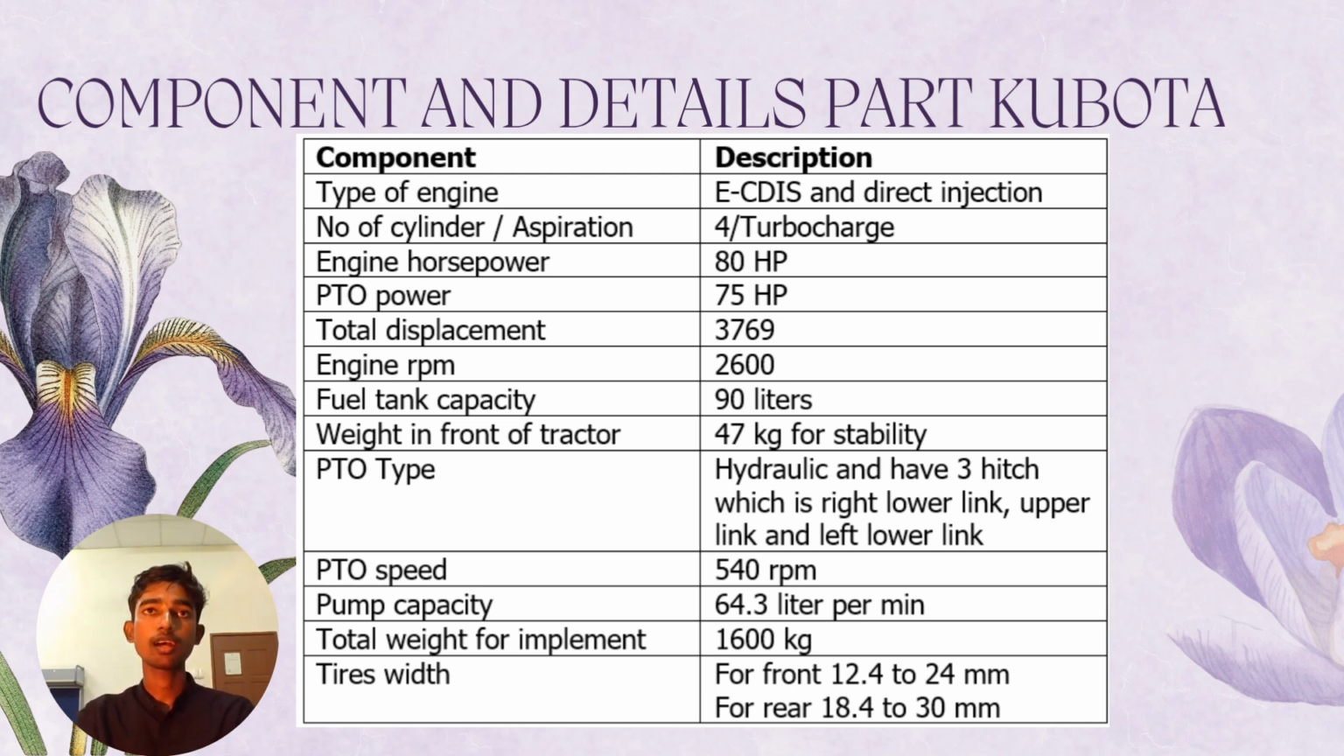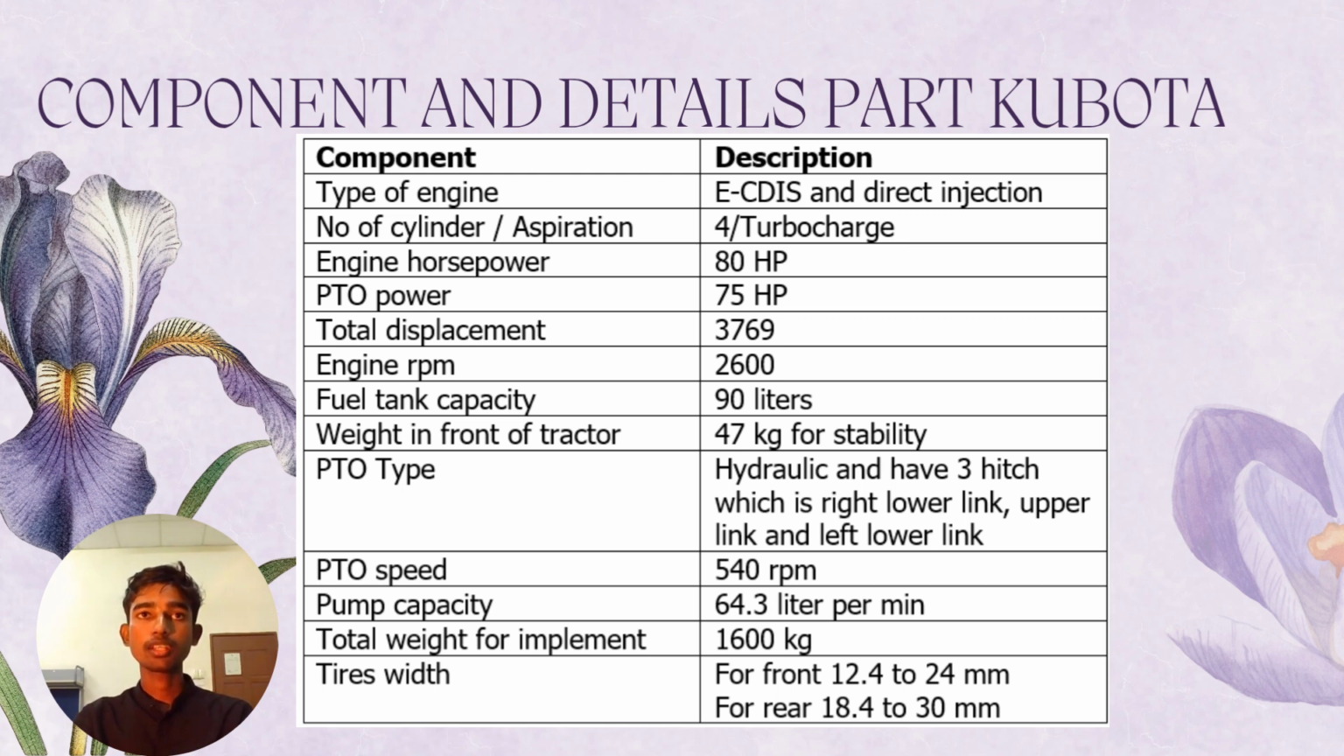If you look at the power hitch type for this Kubota tractor, it is hydraulic with 3-point linkage, which is the right lower link, upper link, and left lower link. These 3 points are able to attach a wide variety of implements like cultivator, sprayer, and plower, and this hydraulic allows smooth lifting of the lower link.